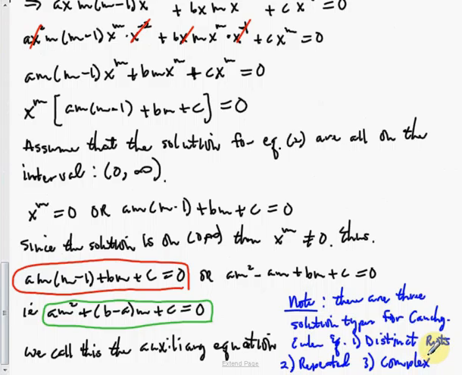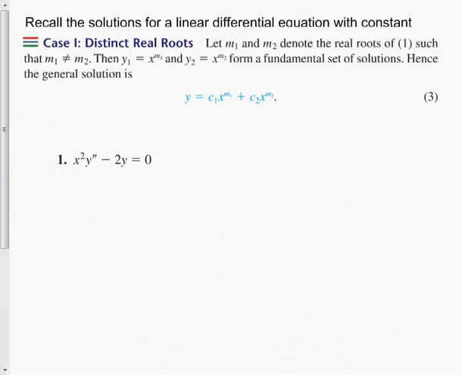So the first type is that if we have the solution type to be distinct, let's see how that looks. So case number 1, distinct roots. Let m sub 1 and m sub 2 be the roots that are different that we get. And so the solution in terms of how you write it is y equal to c sub 1 times x to the m sub 1 plus c sub 2 times x to the m sub 2.